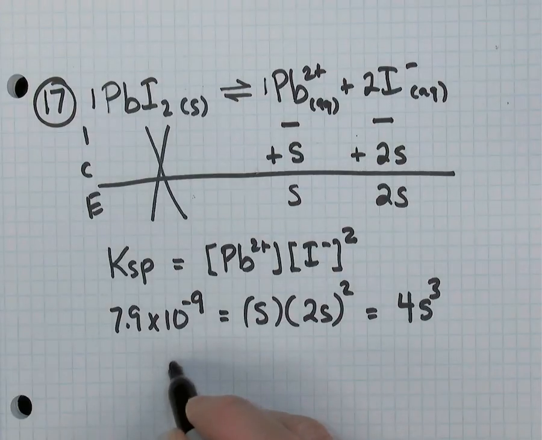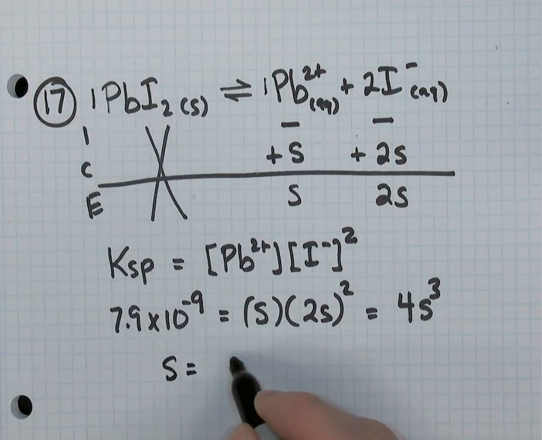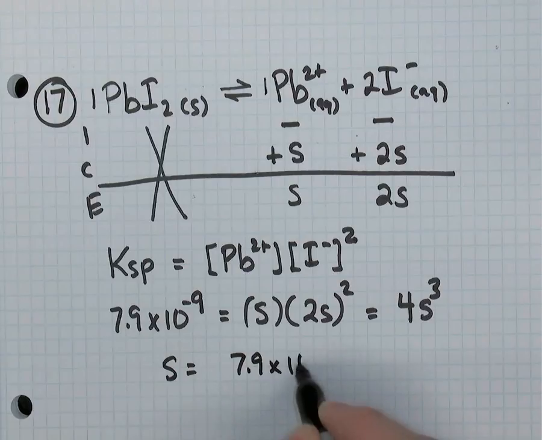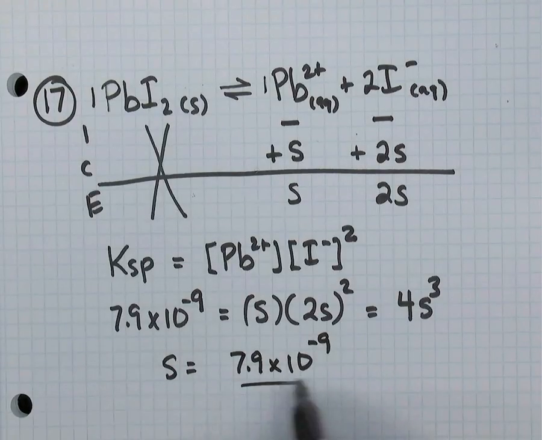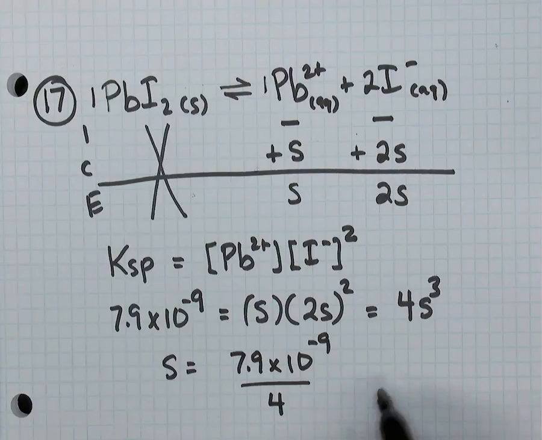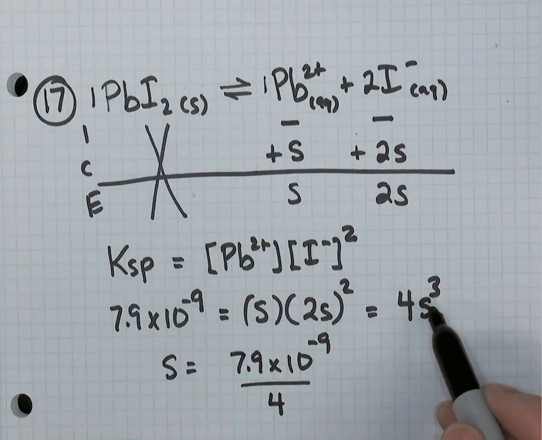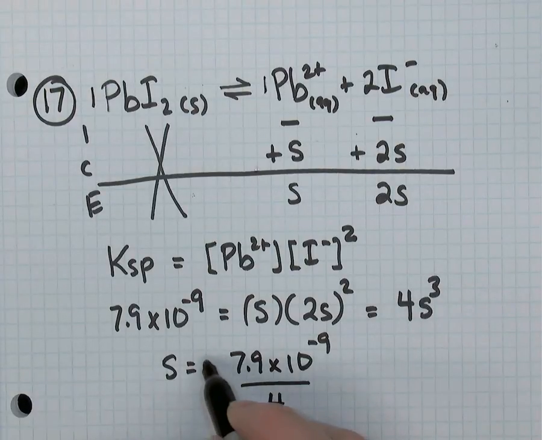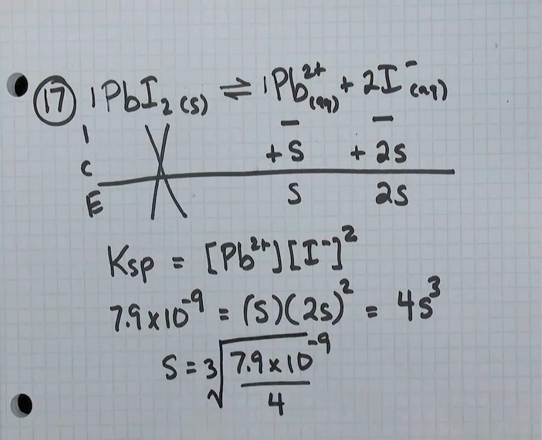In this question, S will then equal the Ksp value divided by 4. Since it equals 4S cubed, we'll divide by 4. And then to get rid of S cubed, we'll cube root. Now cube root you can write like that, cube root.